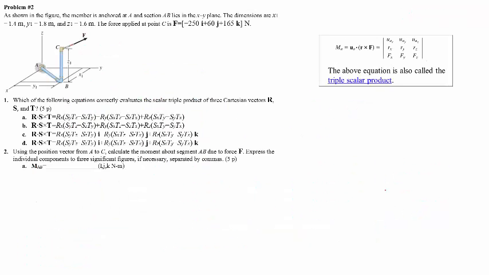Okay? Having said that, let's do problem 2. Finally, we're getting to problem number 2 of the exam. The first question is, which of the following equations correctly evaluates the scalar triple product of 3 Cartesian vectors r, s, and t?